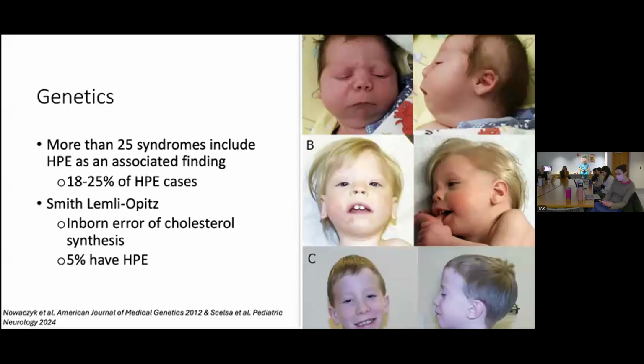There are also more than 25 syndromes in which HPE is found, and these account for about 18 to 25% of the holoprosencephaly cases. While this is rare, the most common association is found in Smith-Lemli-Opitz syndrome. This is a condition in which there's an inborn error of cholesterol synthesis, and 5% of fetuses with this syndrome have holoprosencephaly.